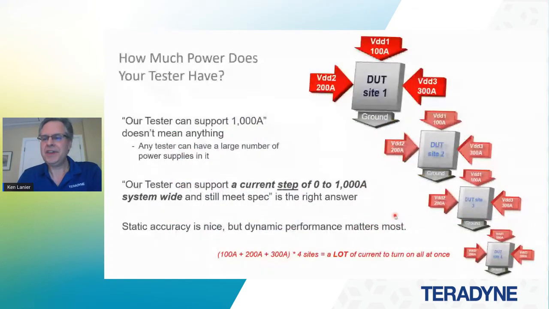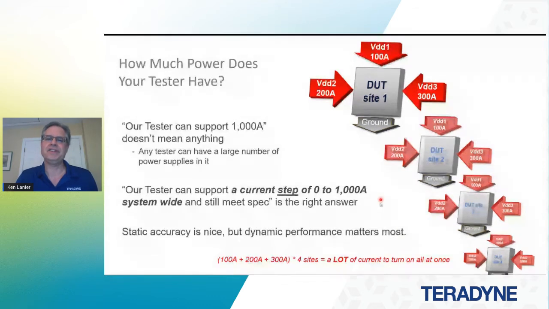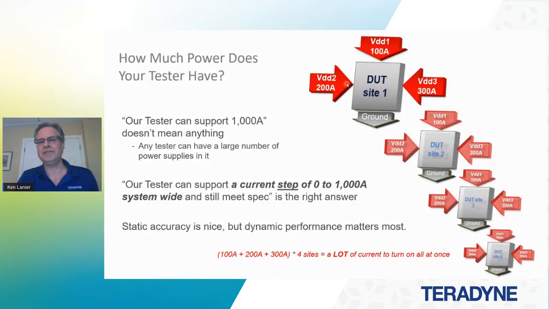So the other thing, when we talk about testers, the question we get is, how much power can you put in your tester? Well, I think almost anyone can put an infinite amount of power in your tester. You could fill up every single slot in the tester with a power supply, and you could have thousands and thousands of amps. But saying you can put in a lot of power supplies really doesn't mean anything at this point. The question you should be asking is not what's the static current you can support, but how big a current step can you support? So if you had 4 devices in this case, and they had a total of 600 amps of power supply, and there are devices that really do this.